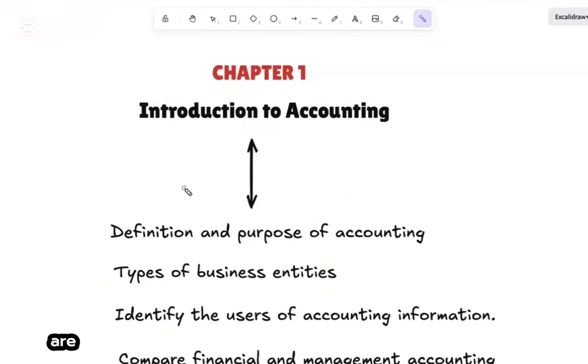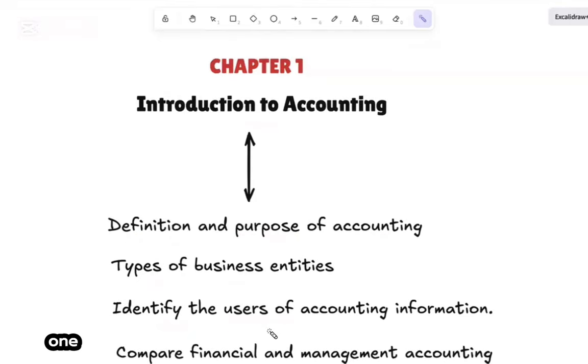So here are the learning objectives. Today we will define accounting and its purpose. We will discuss types of business entities, identify the users of accounting information, and the last one, compare financial accounting with management accounting. Okay, let's get started.